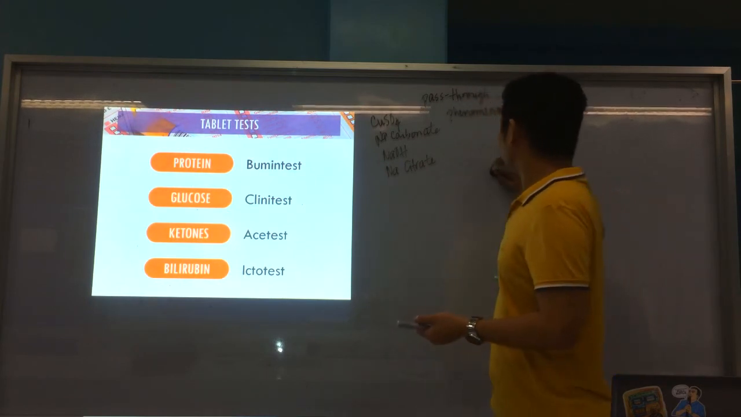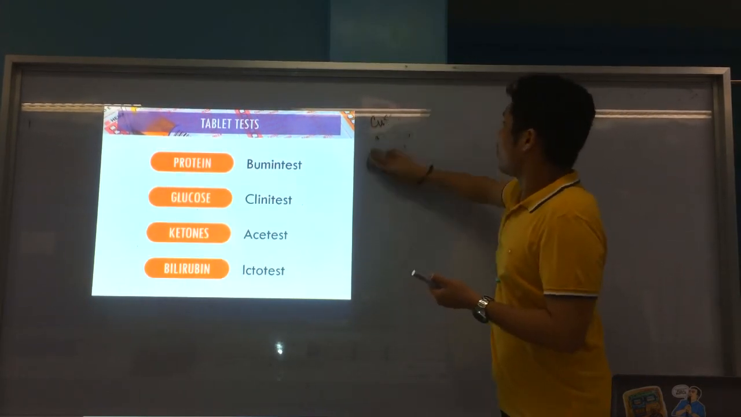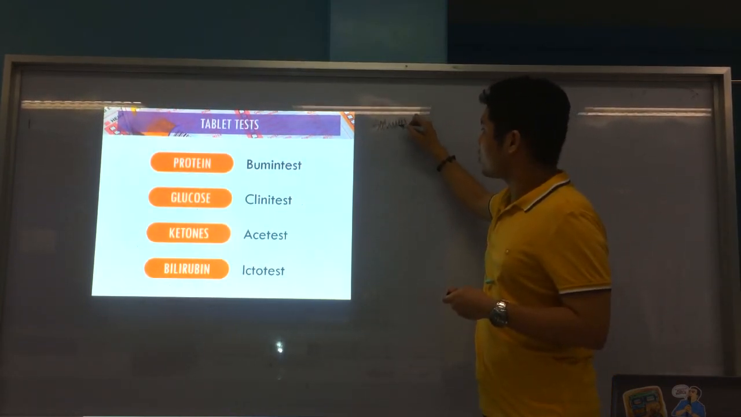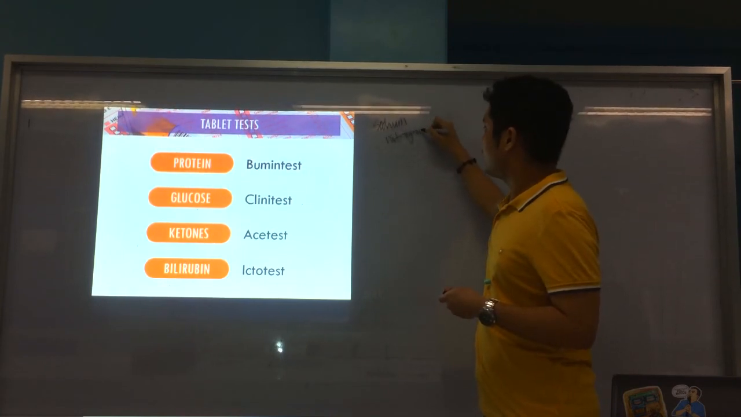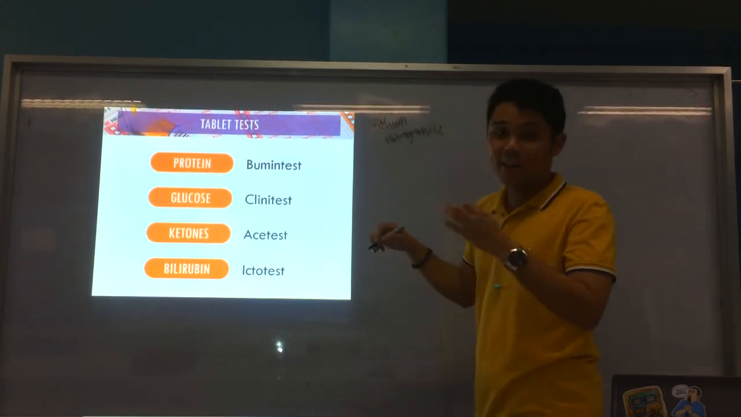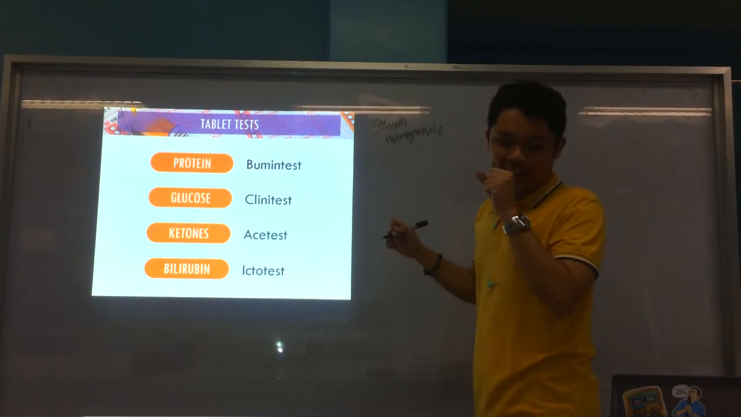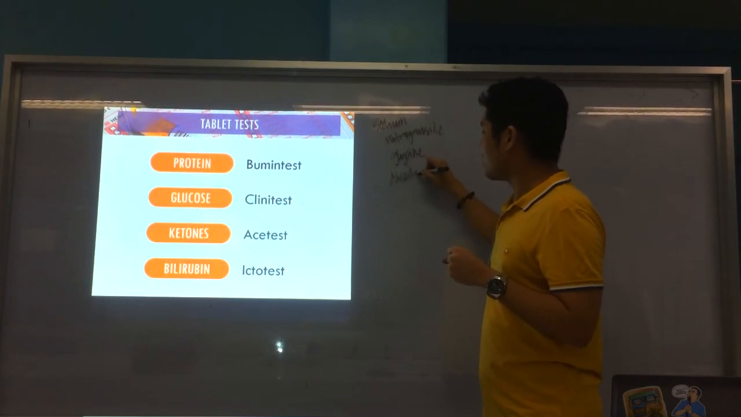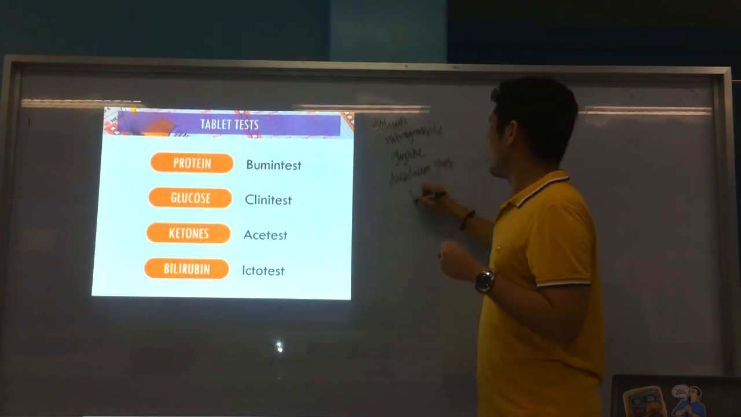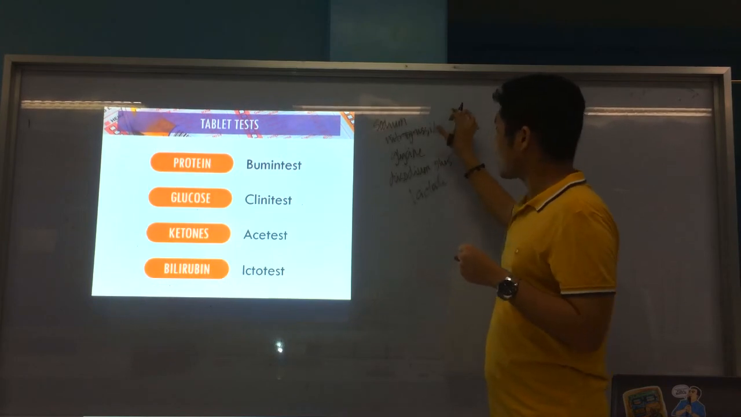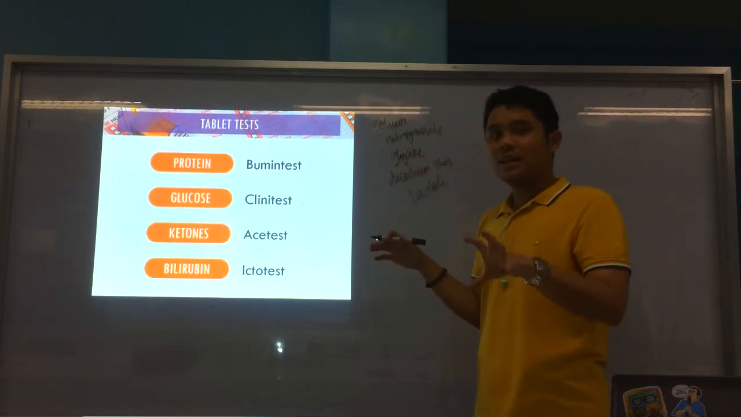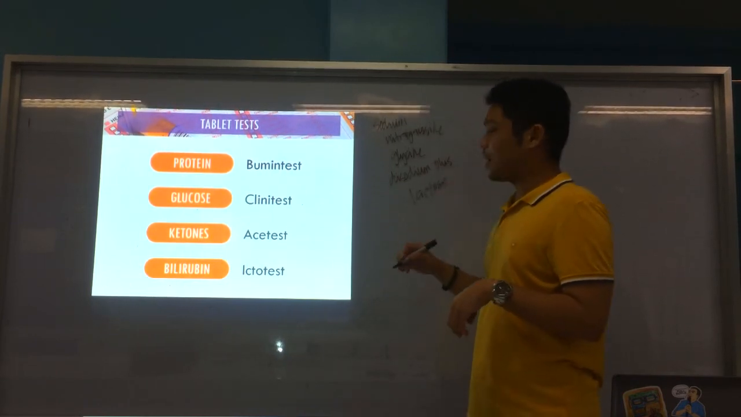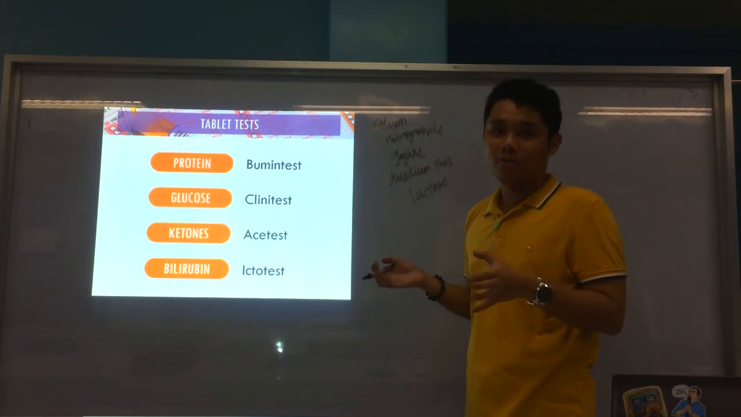Now for the Acetest, the components are sodium nitroprusside, whose reagents are put on the reagent strip, glycine, disodium phosphate, and lactose. Sodium nitroprusside reacts with ketones. Glycine is added to detect acetone, and lactose is added for a more accurate and more visible color differentiation.